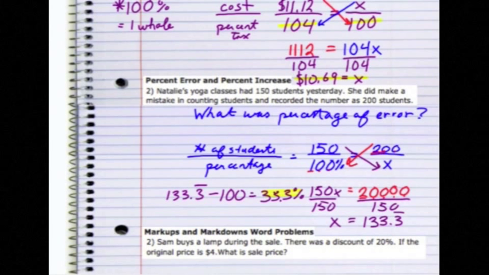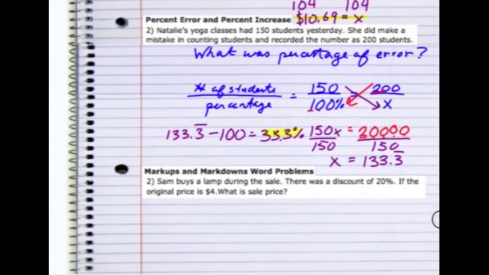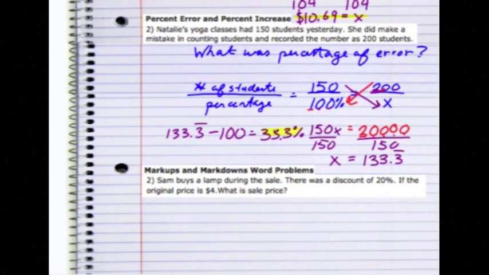So if you take a look at the problem, I started with 150 students at 100%, but I counted 200 by accident. So I want to know what is the percentage of the amount of error that I made. And this really makes sense because 150 is 3/4 of 200. So to add that additional 33% seems to be clear.